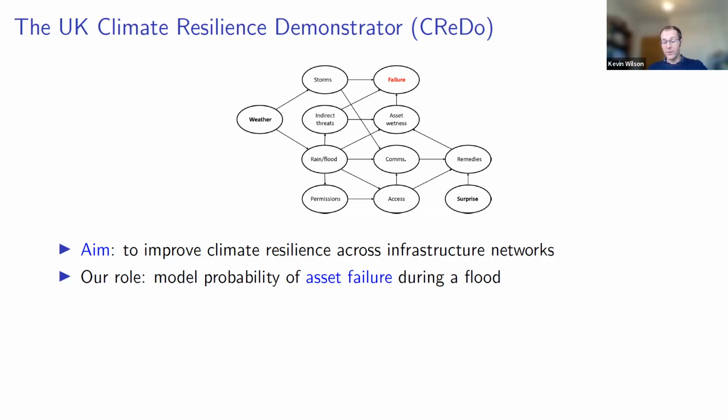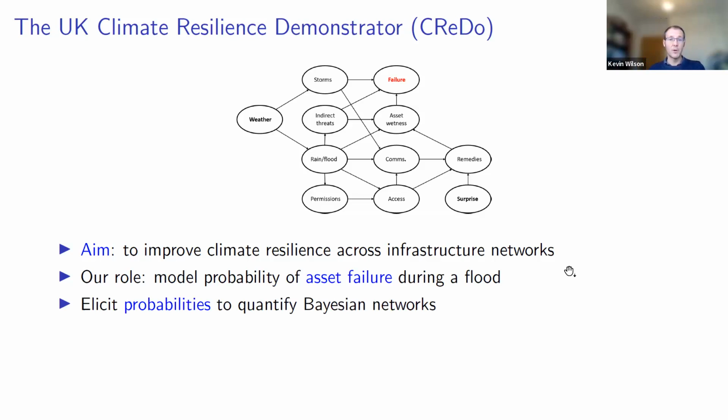Essentially, if we know how much water is building up outside these assets, what's the chance they're going to fail? So how do we get from there to possible failure modes? So model the probability of asset failures of individual assets within a larger network. And that, of course, can then cause cascading failures. And so the way that we've approached this is to build Bayesian networks of the possible routes to failure from an extreme weather event for a particular asset.